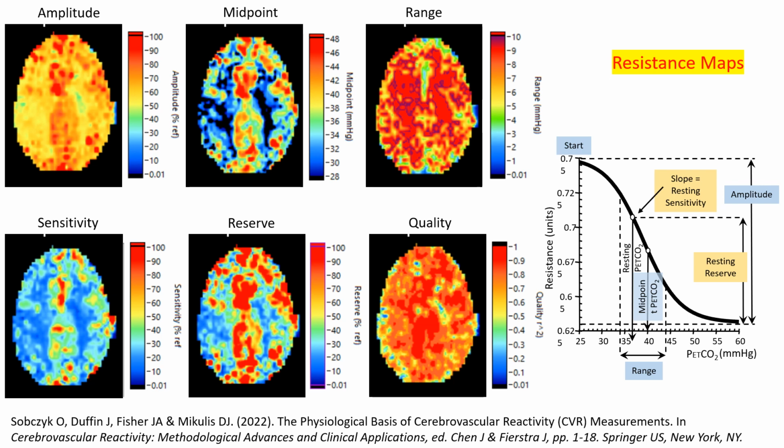It's a measurement analogous to the CVR at a resting partial pressure of CO2. And resting reserve, the vasodilatory reserve available at the resting partial pressure of CO2. This is a direct estimation of vascular health in terms of vasodilatory reserve. And finally, quality maps, the R-squared values of the sigmoidal fits to the calculated voxel resistance data points.